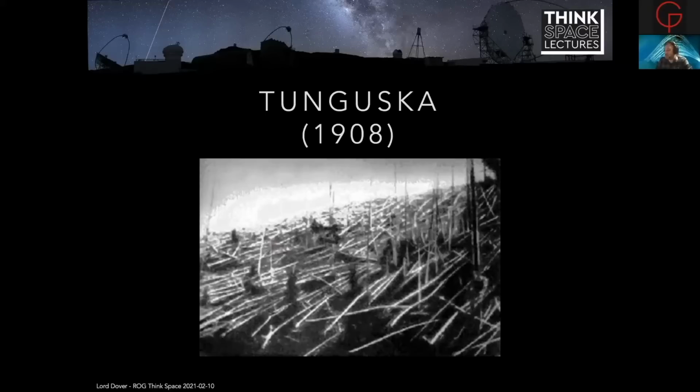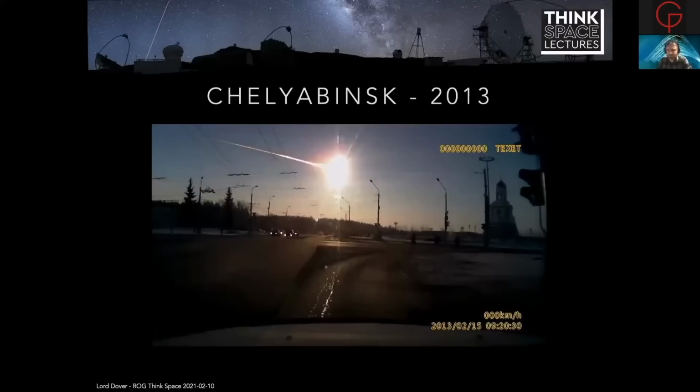Now, this was quite lucky, because if this happened just a few hours later, it would have come down over a populated area, and this potentially could have injured a lot of people. But again, this was over 100 years ago. And is this the most recent thing that we know about? Well, no. So just over 7 years ago, there was another airburst event over the Russian city of Chelyabinsk.